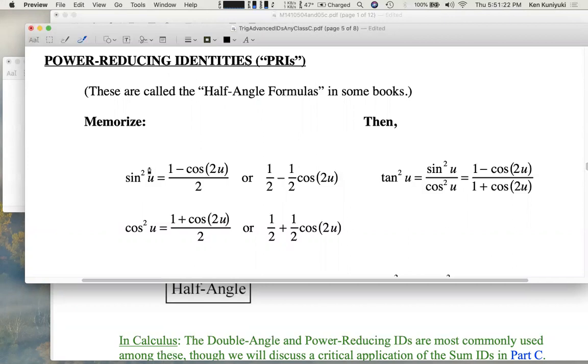And again, they're power reducing because on the left-hand side we have squares. On the right-hand side, we don't have any squares. We do double the arguments, and in some ways the expression gets more complicated, but at least we don't have squares. Calculus hates squares. When you're integrating, you're going to have to rewrite this as that. I suppose it's possible to go right to left, but it's much more common to go left to right.